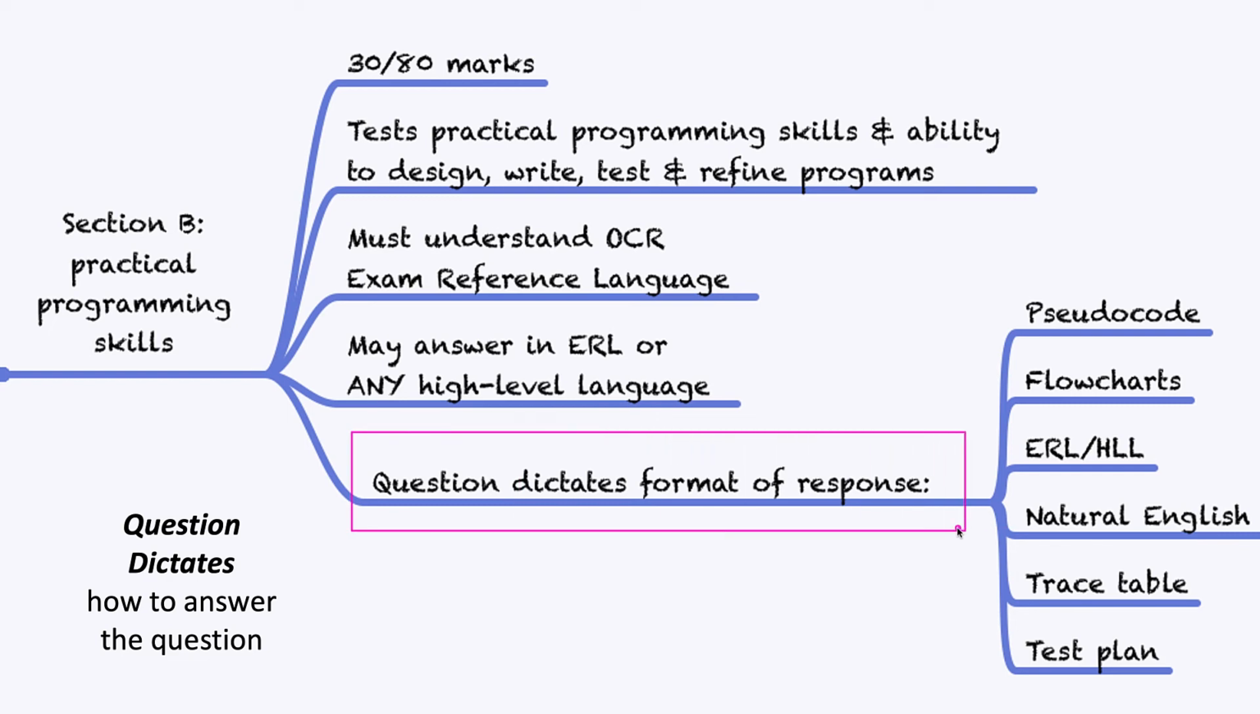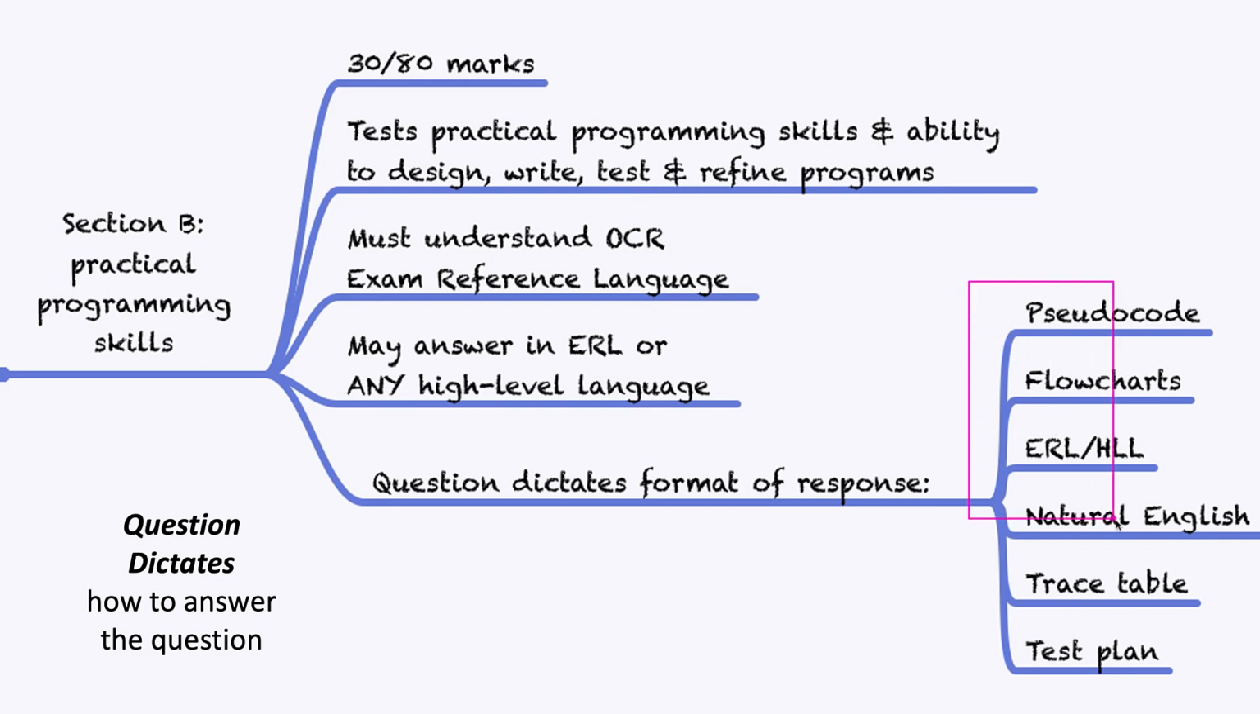The way the question's voiced will tell you which format the answer will need to be in. And so they can demand that your answer is going to be in any of the formats that you can see on the right-hand side here. They could ask you to do it in pseudocode, flowcharts, high-level language, or pseudocode, natural English, trace table, or a test plan. But bear in mind, it is in section B of paper 2 where they're going to get you to write something in code, and that is a guarantee. You'll be able to use a flowchart to answer it in section A, but in section B, they're going to get you to write in pseudocode.